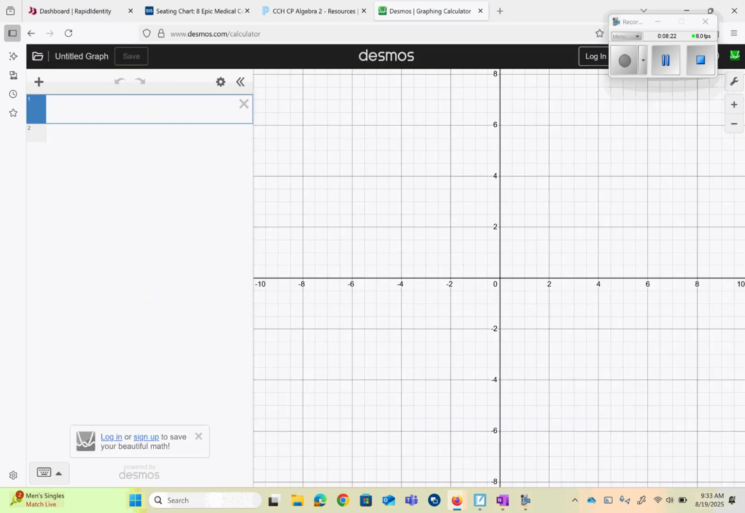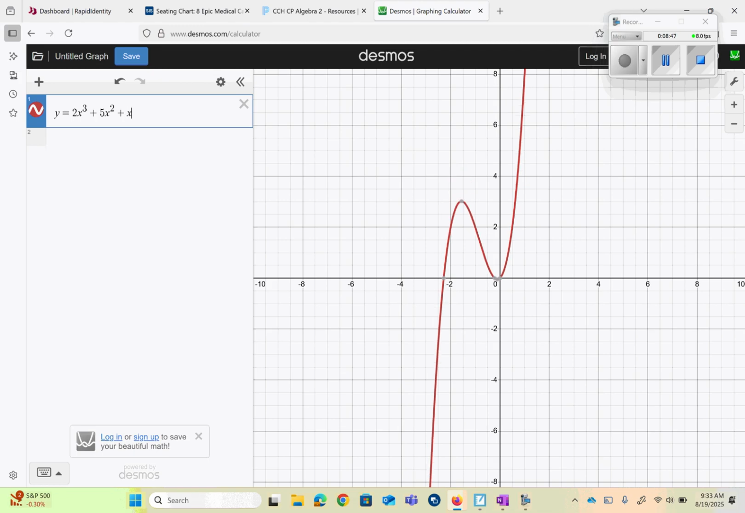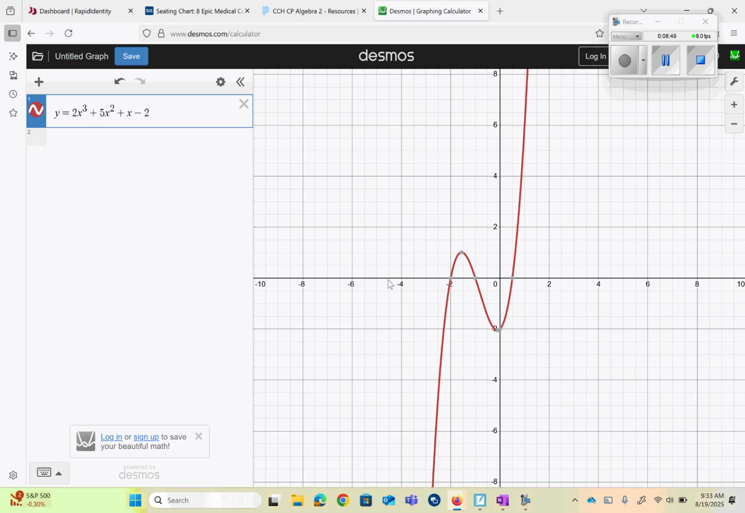All right, so 19, we're just going to go y equals 2x raised to the third, and then plus 5x squared plus x minus 2. All right, so now this truly has found us all 3 of the solutions.